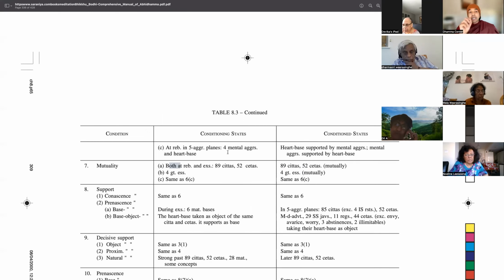Why? Because they are mutually supportive, and in the Paticcasamuppada, without that arising, the continuation of those dharmas will not be there. So without that arising, that continuation will not be there. Exactly. That is how, for example, avidya and sankhara.